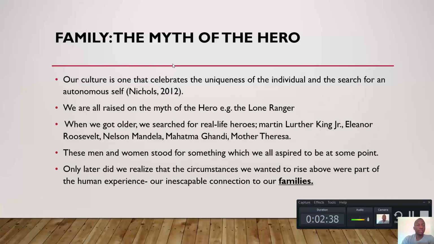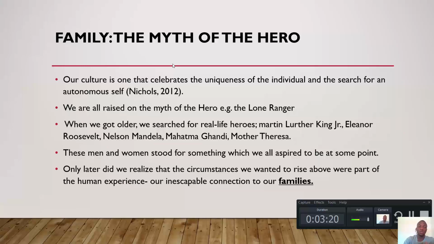So we all, in our culture, I don't know about you, but where I come from, there's this move to celebrate the uniqueness of the individual and the search for autonomous self. And we believe in this kind of, I call it the myth of the hero, that you can rise above everyone and make it yourself and be autonomous, be independent, you don't need others. And so when we're young, we watch superhero movies and we believe some of those things. If you're a fan of Star Wars, you probably... when I was young, I used to like Taekwondo, and there's this guy named Jet Li, and he was my superhero.